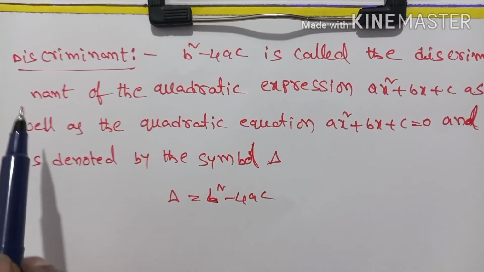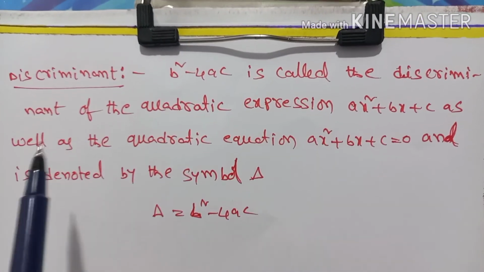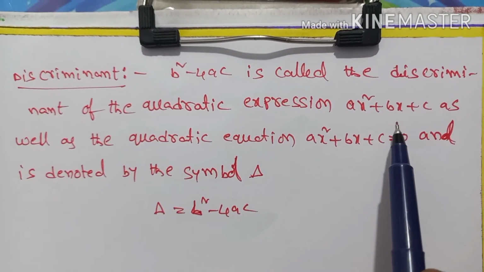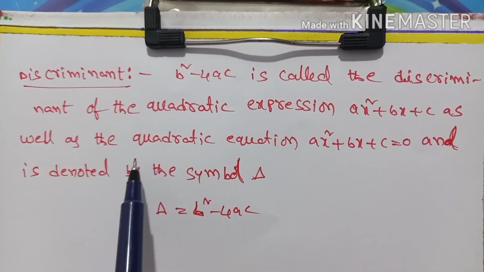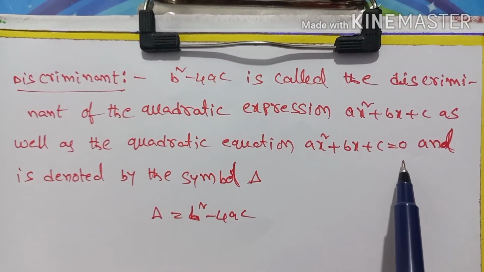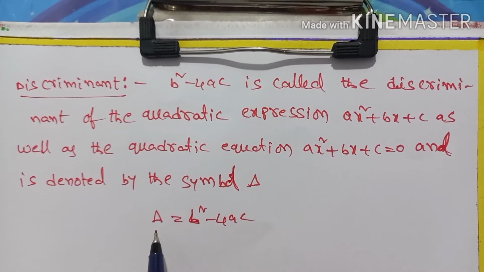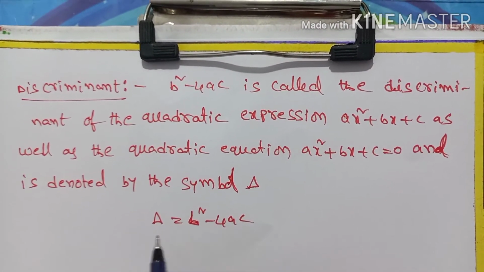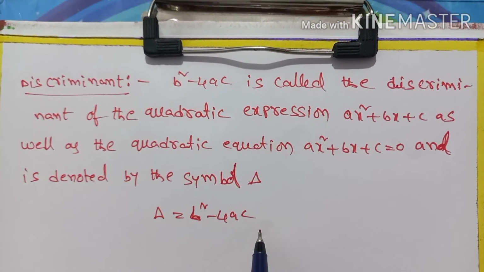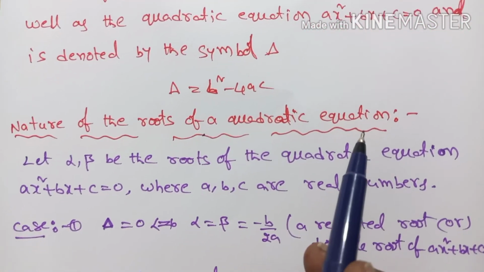Now another definition, discriminant. B square minus 4ac is called the discriminant of the quadratic expression ax square plus bx plus c, as well as the quadratic equation ax square plus bx plus c equal to 0, and is denoted by the symbol delta. So delta is equal to b square minus 4ac. Okay, nature of the roots of a quadratic equation.